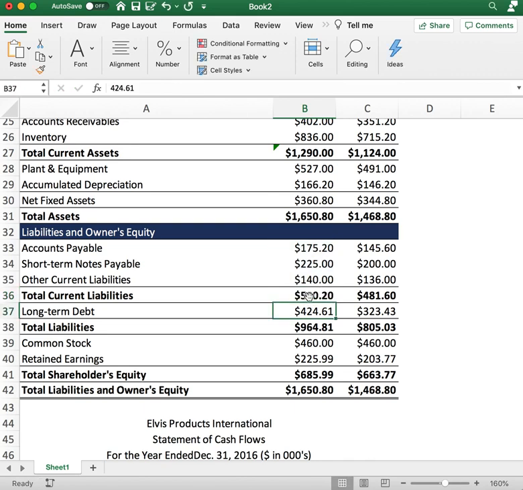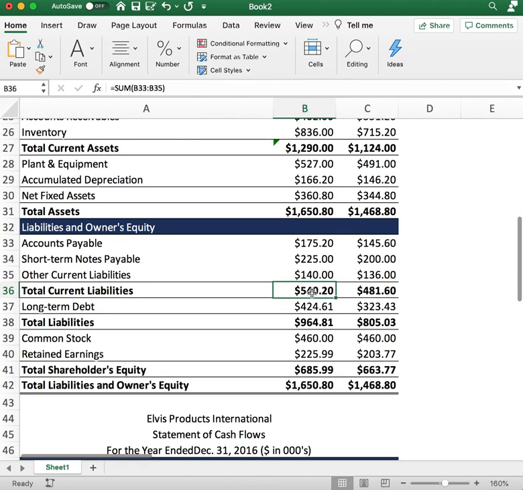Now, the same rule applies for the current liabilities. Any payables or short-term notes within less than 1 year is considered a current liability. Anything more than 1 year is considered a long-term debt. So that leads us to the next item, which is long-term debt. The company has $424 for 2016 and $323 for the previous year. And then simply to get your total liabilities, you're going to add up your current liabilities plus the long-term debt. So $964 for 2016 and $805 for the previous year.